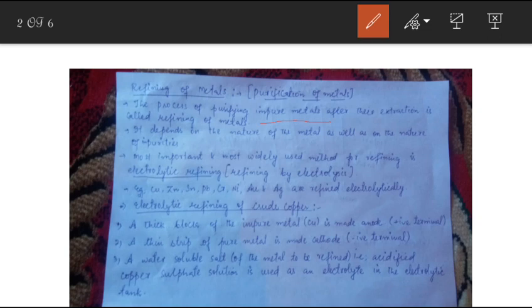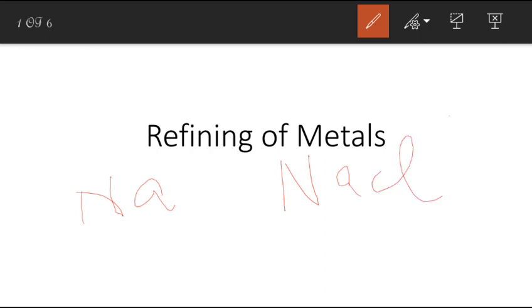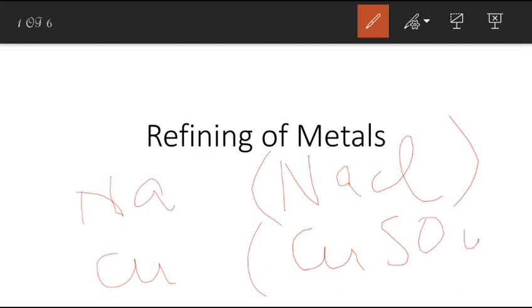So what is refining? Refining means the process of purifying impure metals after their extraction. It is the process by which we purify an impure metal after it is extracted from its ore. This method is called refining of metal or purification of metal, like when we extracted sodium from sodium chloride, or copper from copper sulfate.